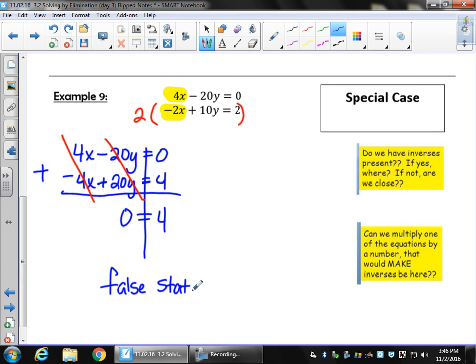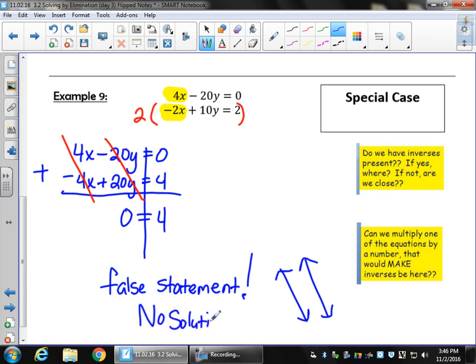From yesterday, if I get a false statement, what does that mean? Parallel lines. Will these lines ever intersect? No. No solution. So if we get a false statement, just like yesterday, it means no solution.